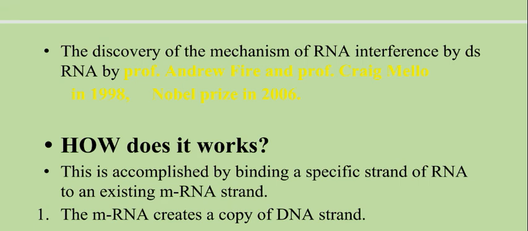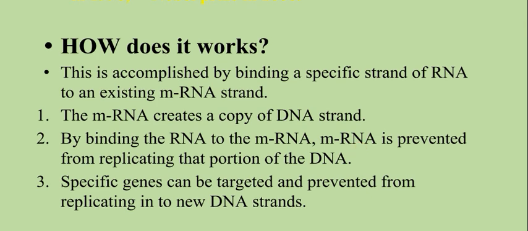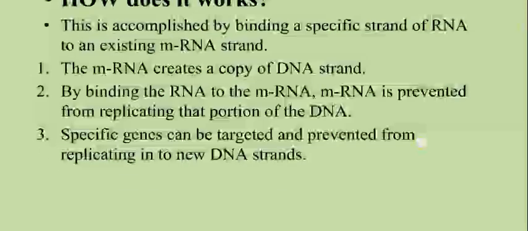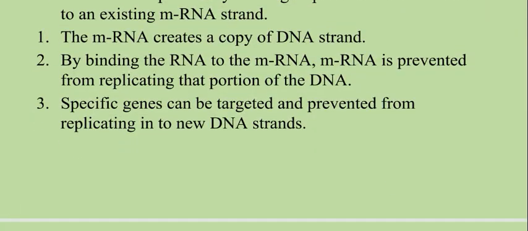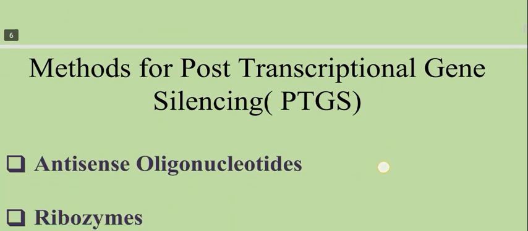The mechanism of RNA interference by dsRNA was discovered by Professor Andrew Fire and Professor Mello in 1998, Nobel Prize in 2006. How does it work? This is accomplished by binding a specific strand of RNA to an existing mRNA strand. An mRNA creates a copy of the DNA strand. By binding the RNA to the mRNA, it is prevented from replicating that portion of the DNA. Specific genes can be targeted and prevented from replicating into new DNA strands.